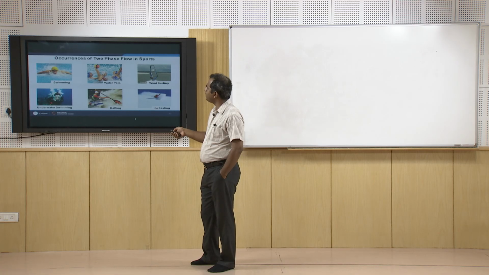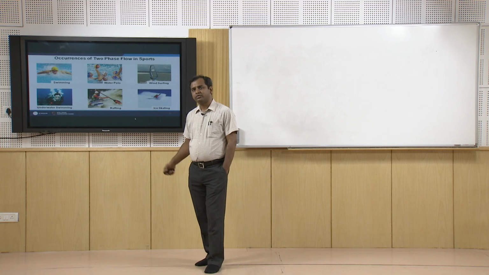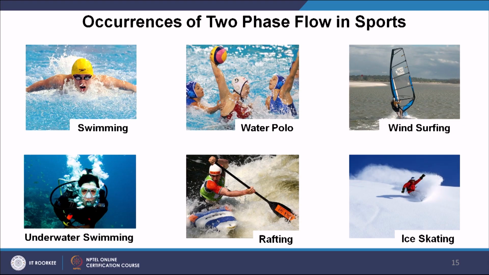Whenever you are swimming in different sports activities, water polo, windsurfing, underwater swimming and rafting, all these are examples of gas liquid two-phase flow. And in the case of ice skating, you can find ice flakes in the form of solid coming into the picture in air. So this is actually solid gas two-phase flow.